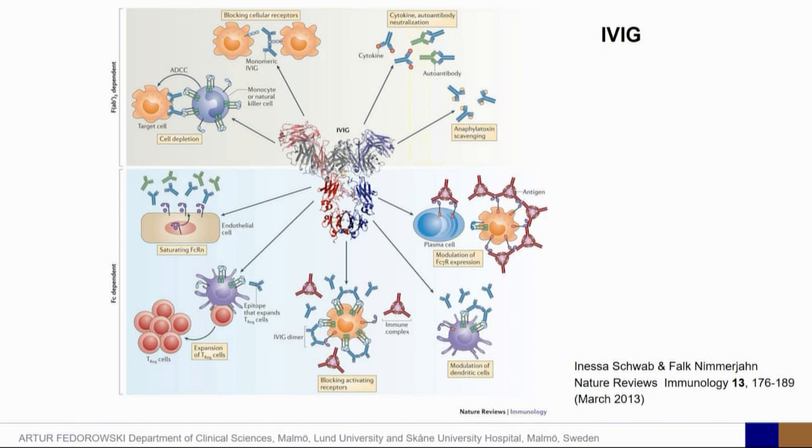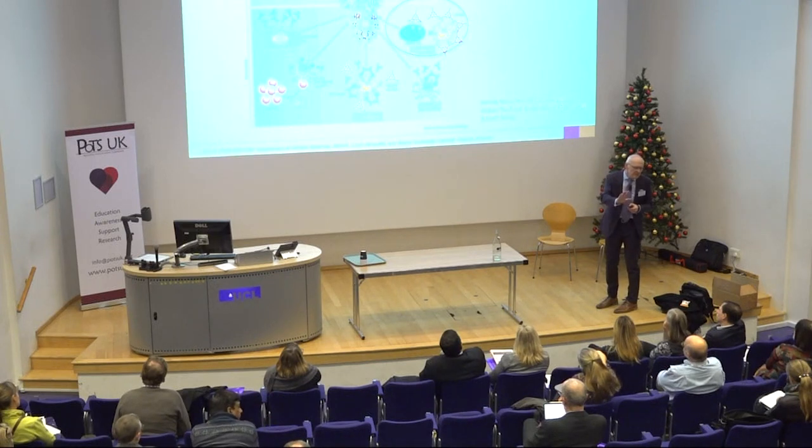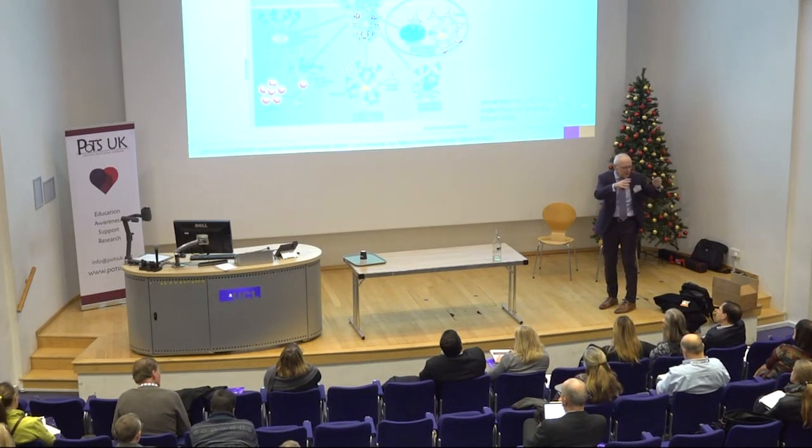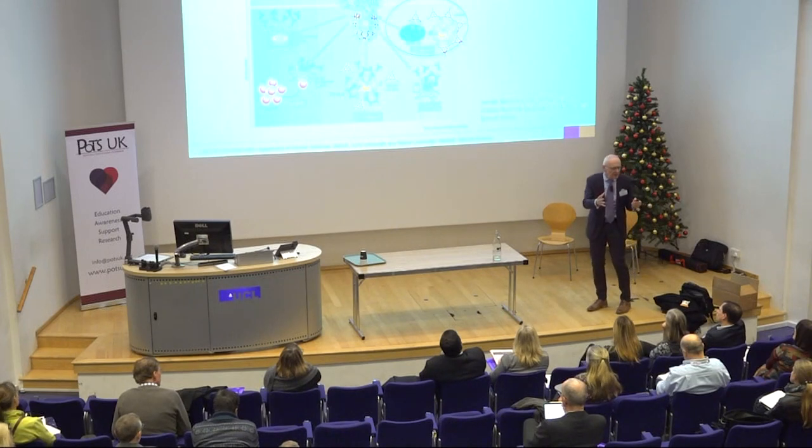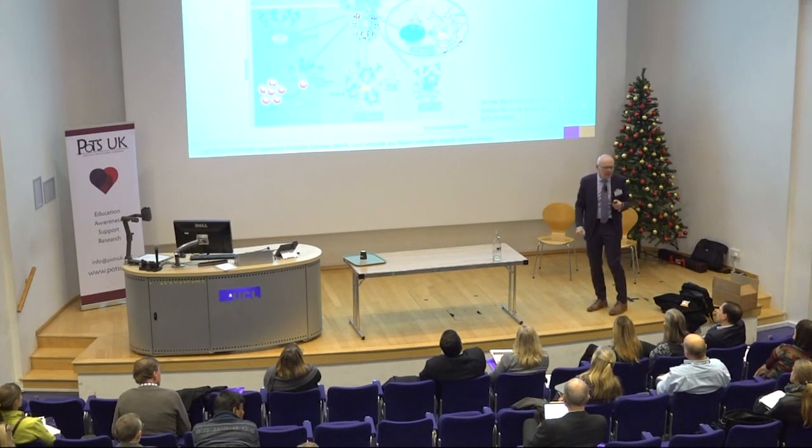What this IVIG does in the body is that it blocks different receptors, immune receptors or antibody receptors in different locations. But in the end, what we are pursuing is to block the production of autoantibodies that hypothetically make damage to the body. So this is the end station of the process. To provide so much of this stuff, immunoglobulins, that they create a sort of abundant state in the body, so the body stops producing its own antibodies.